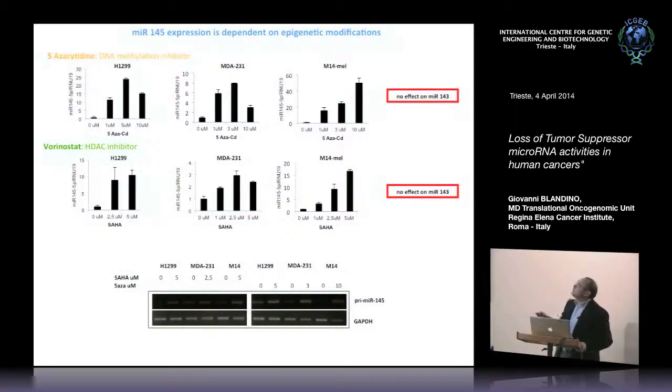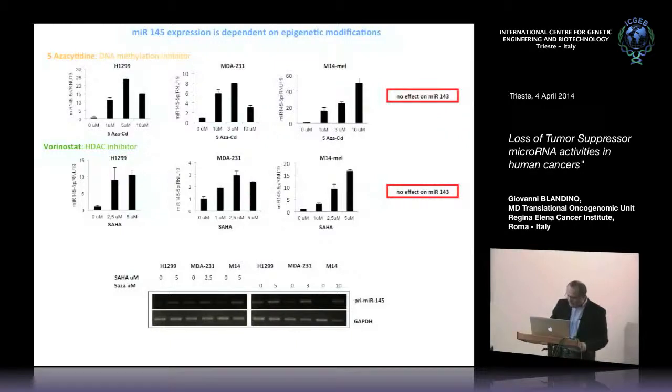And again, we employed lung, well known for us, 1299 cells, breast and melanoma cells that are known to be metastatic cells. And we again used a DNA methylation inhibitor or the HDAC inhibitor vorinostat, 5-azacytidine, and checked for the expression. And we see that the expression of miR-145 restarts once we treat these cells. And again, no effect we were able to show on the 143.